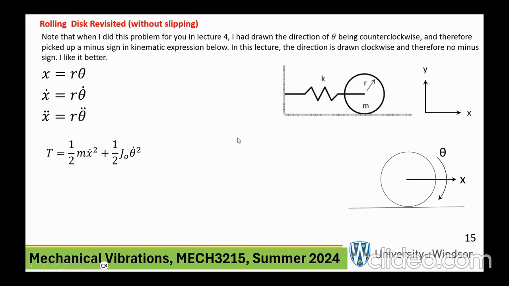Now, assuming that everything is measured from the equilibrium position, and by the way, this cylinder is rolling without slipping.